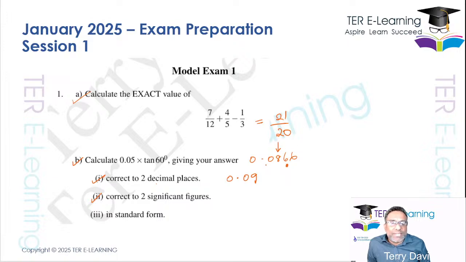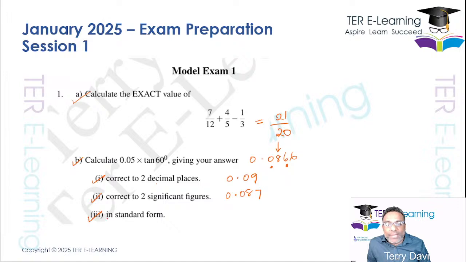Now, whenever you have a scenario where we have a 0 coming right after the decimal point, that 0 is not significant. So the first significant figure is actually 8 followed by the 6. So if you want your answer to 2 significant figures, it is going to be 0.087, right? That's my answer to 2 significant figures, right?